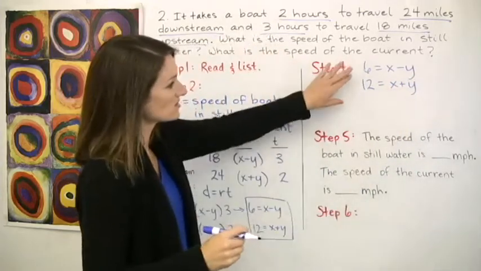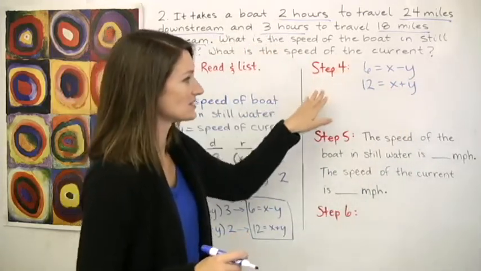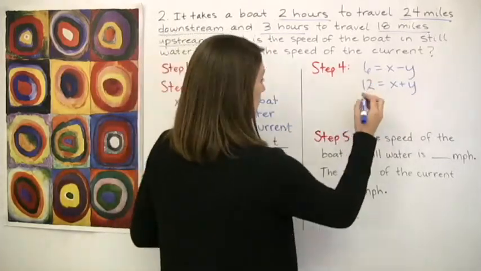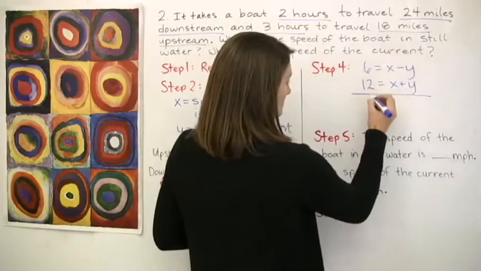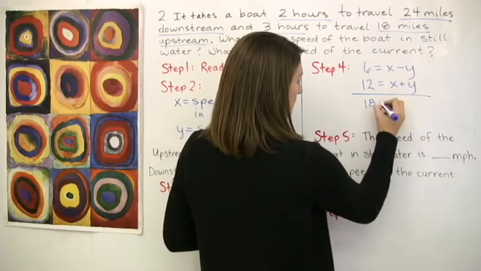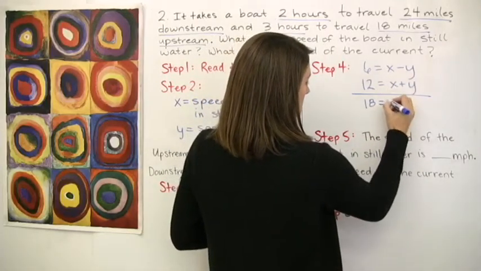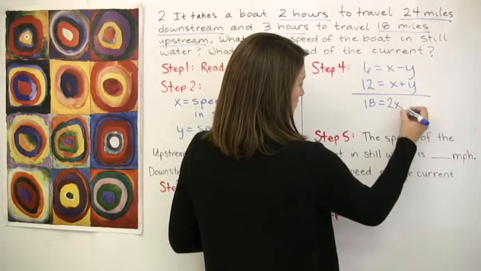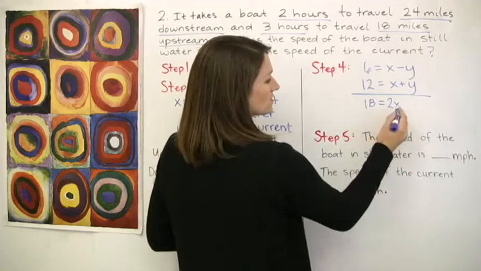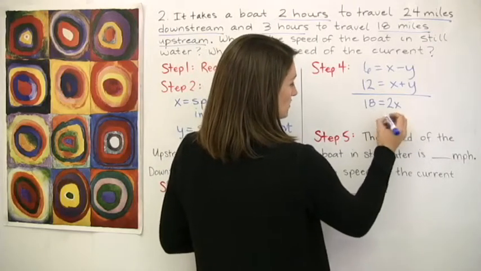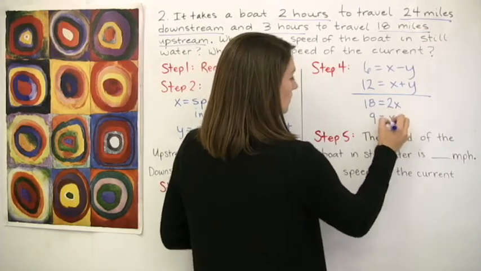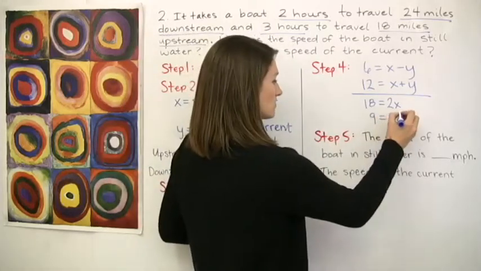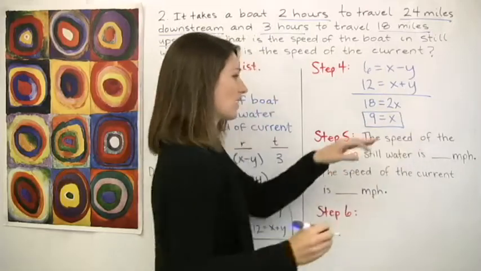Now when we write the system aligned like this, it sets up very well for the addition method. So if we add these two equations together, we can add 6 plus 12 is 18, and then x plus x is 2x, and then negative y plus positive y cancels each other out, so that's 0. Then we solve for x, divide both sides by 2, we get 9 is equal to x. So then we can plug this value. This is our speed of our boat. It's 9 miles per hour.